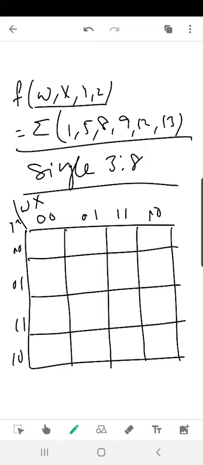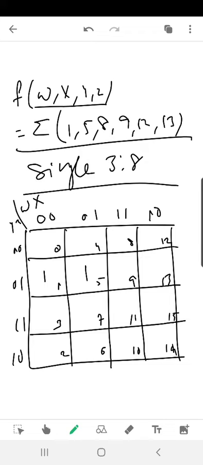After that we will write the cell numbers. This will be cell number 0, 1, 2, 3, then 4, 5, 6, 7, 8, 9, 10, 11, 12, 13, 14 and 15. So these will be our cell numbers from 0 to 15. Now the minterms 1, 5, 8, 9, 12, 13 are to be used. So the minterm 1, then we will have 5, then we have 8.